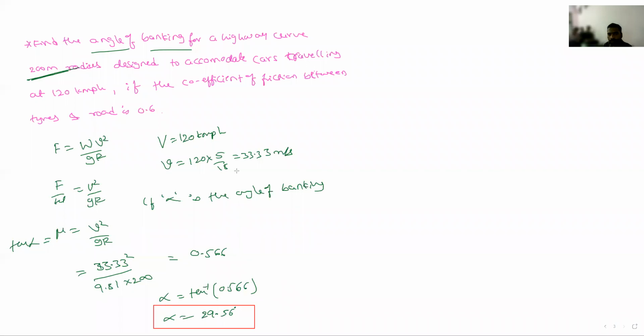See, you can expect these problems in a one mark question. Directly he will ask, he will give. Okay, everything is correct. He will ask directly what is the banking angle. Alpha is equal to 29.52. This is how you have to find out. Get it done fast.